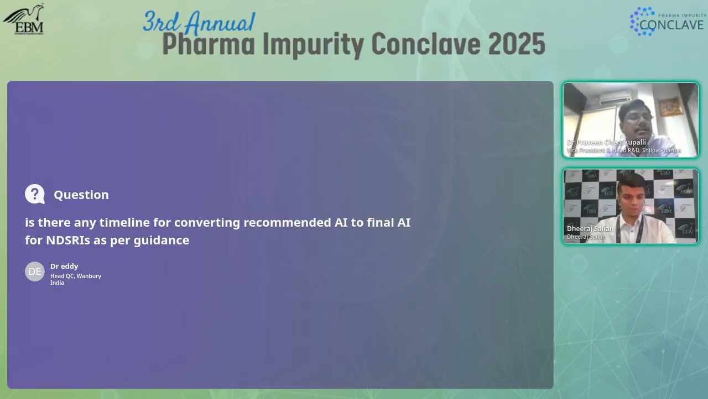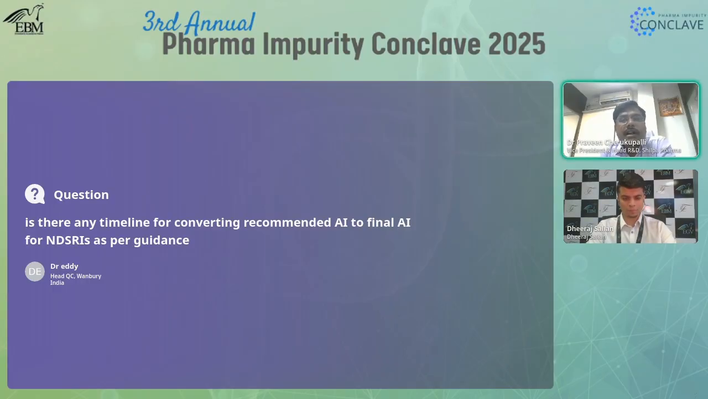Our first question is on your screen. Is there any timeline for converting recommended AI to final AI for NDSRA as per the guidance? Okay. If the guideline publishes the final acceptable limit, we have to stick to that.